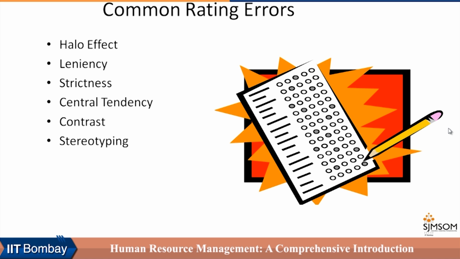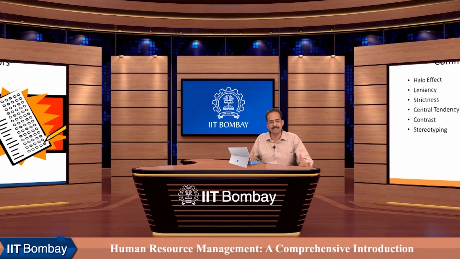Stereotyping is about attributing some quality to the person on some unrelated factors, like I may stereotype people coming from a certain geography, or people wearing glasses, or some people coming from a different community. All these possibilities are there when we talk about stereotyping. So that causes great error in the rating during the interview process.